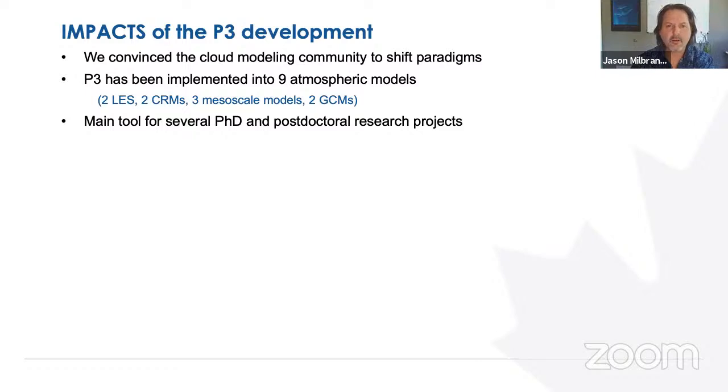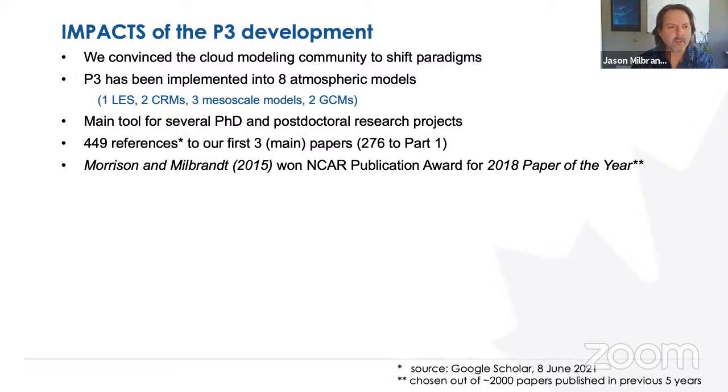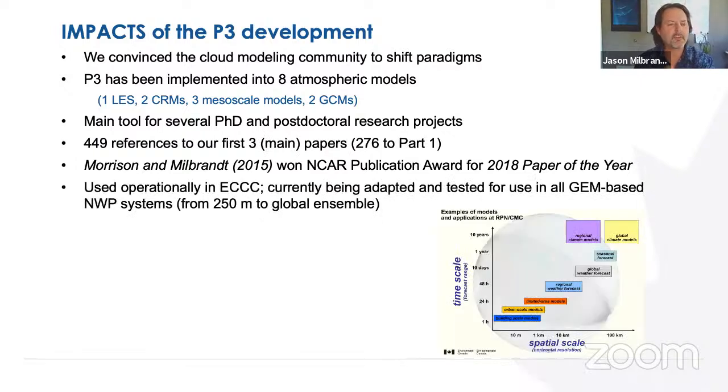There have been several PhD topics for this. Our first few papers have had a lot of hits. I looked it up the other day, and we've got 449 references, more than half of them to the part one paper, which won the NCAR publication of the year award. Excuse me for being immodest, but still quite proud of this. The other point is that a big part of this was that within a relatively short time, from initial concept to building a tool used operationally, replacing the existing tool, was something we achieved. And within Environment Canada, not just in the 250 meter run or the 2.5 kilometer model, we're currently adapting this to be used on all scales in all of our different GEM-based systems.